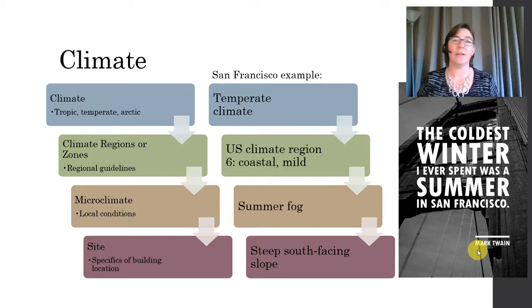I chose to take a look at San Francisco, both because I happen to live in the San Francisco Bay Area, and it's got this great Mark Twain quote: the coldest winter I ever spent was a summer in San Francisco. So the climate in San Francisco: are we in the tropic, temperate, or Arctic? It's the temperate climate. Which climate region? It's US climate region number 6, which is coastal and mild. The microclimate of San Francisco is very famous for its cold summer fog, which is not true for the entire climate region number 6. It's very specific to San Francisco.